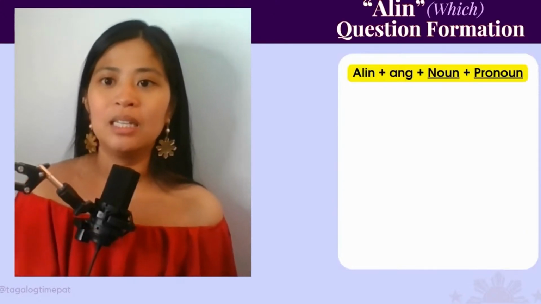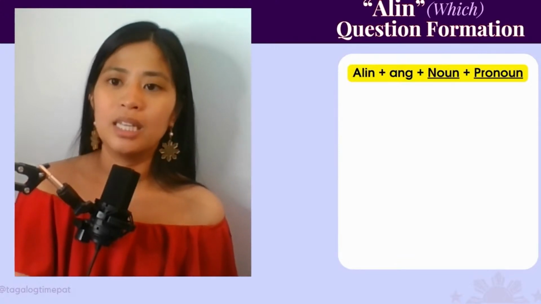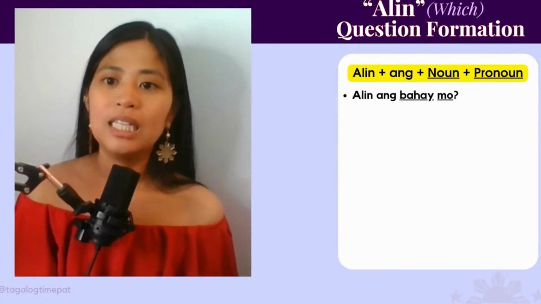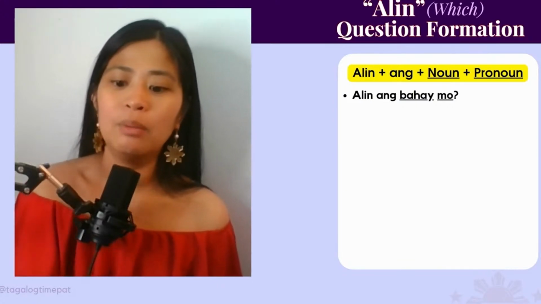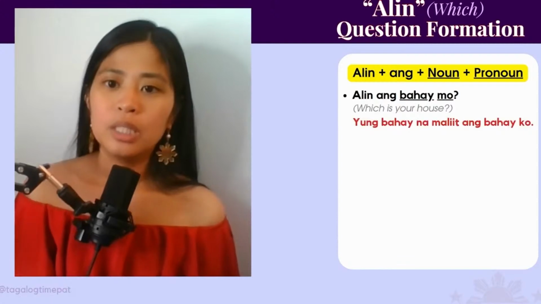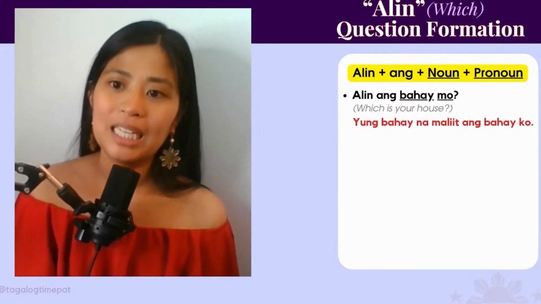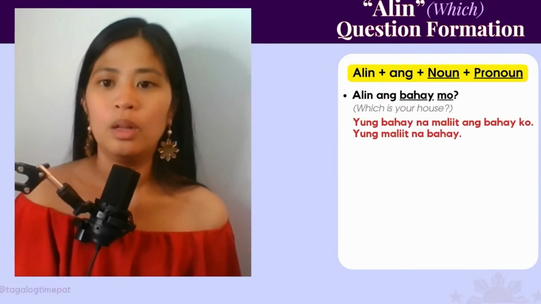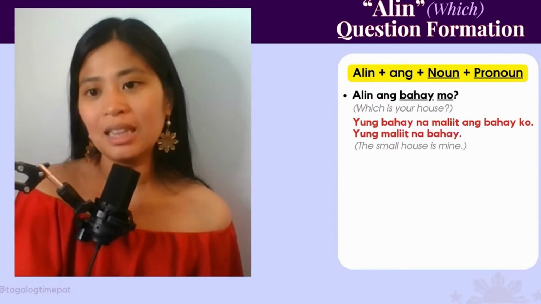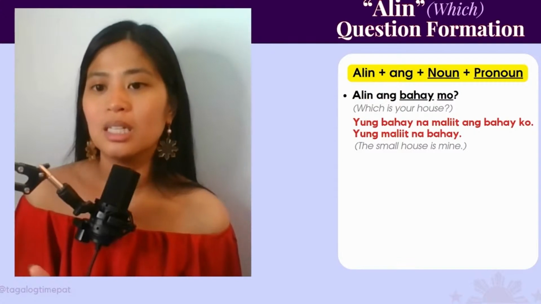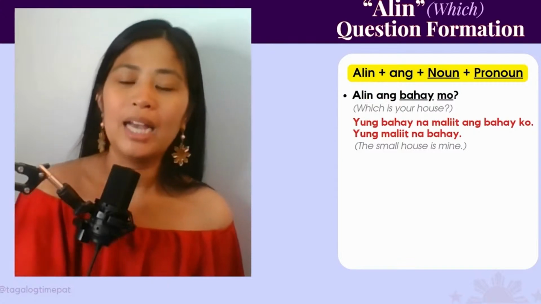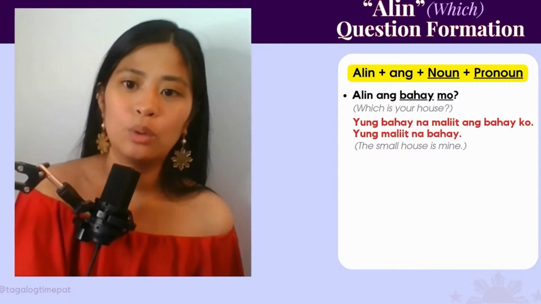Now you can also use alin with a pronoun. So it's alin plus ang plus noun plus pronoun. Alin ang bahay mo? Which is your house? Your response? Yung bahay na maliit ang bahay ko. Or yung maliit na bahay. Both of those mean the small house is mine.